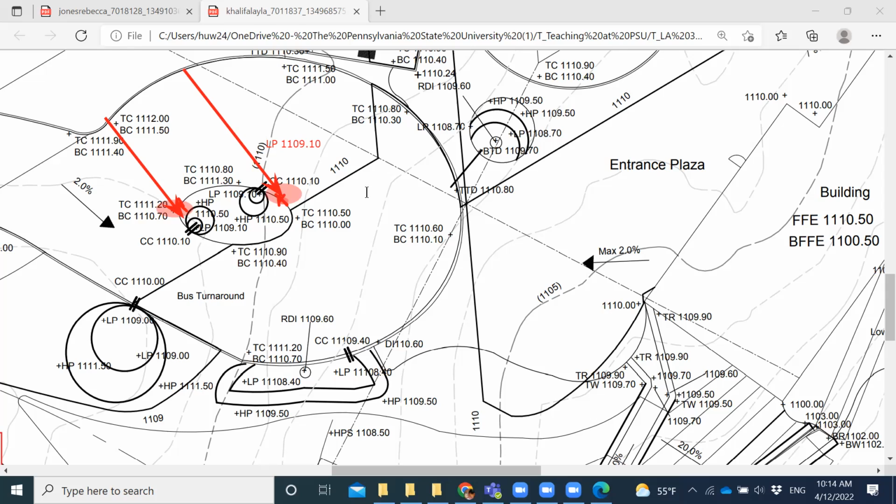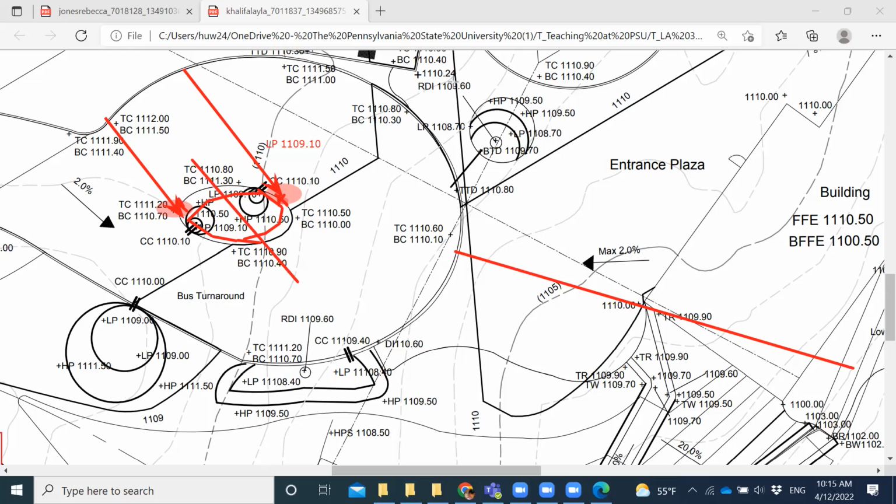If we have 1109.10, we would have a 1110 contour, which you probably have. You wouldn't have two contours inside. It would be one contour at the 1110 level. Okay, so you have the 1110 contour.